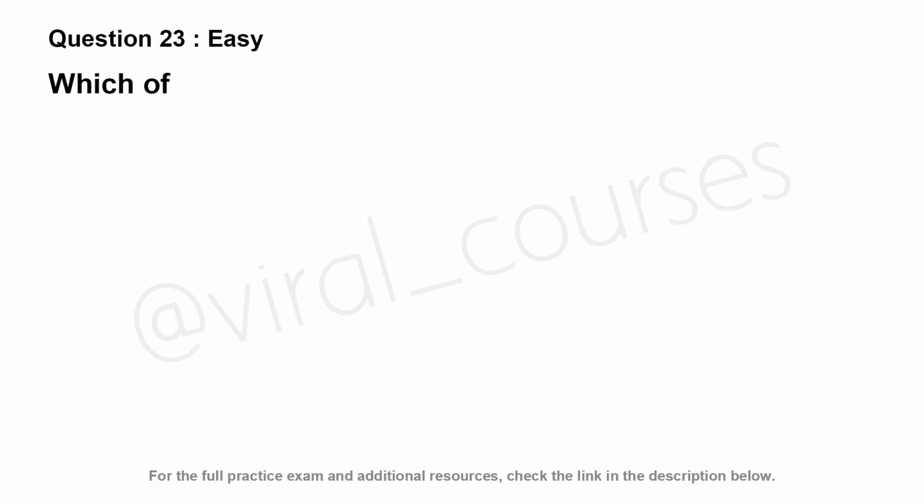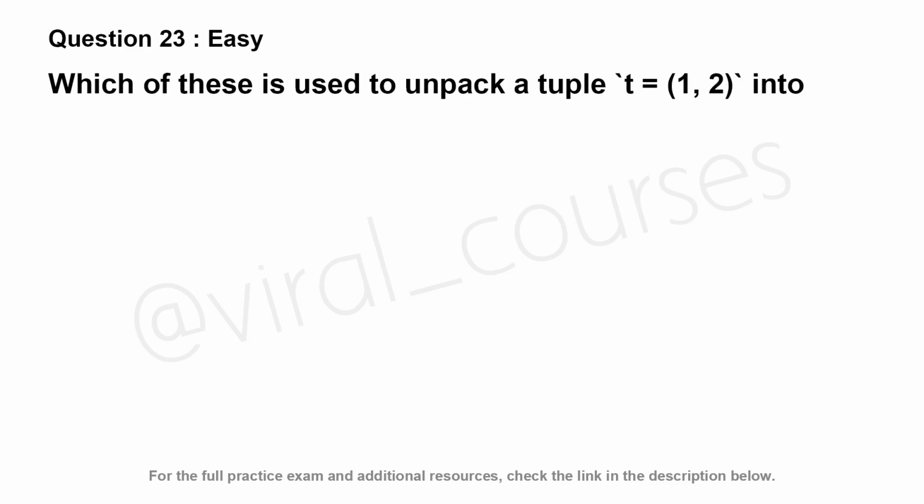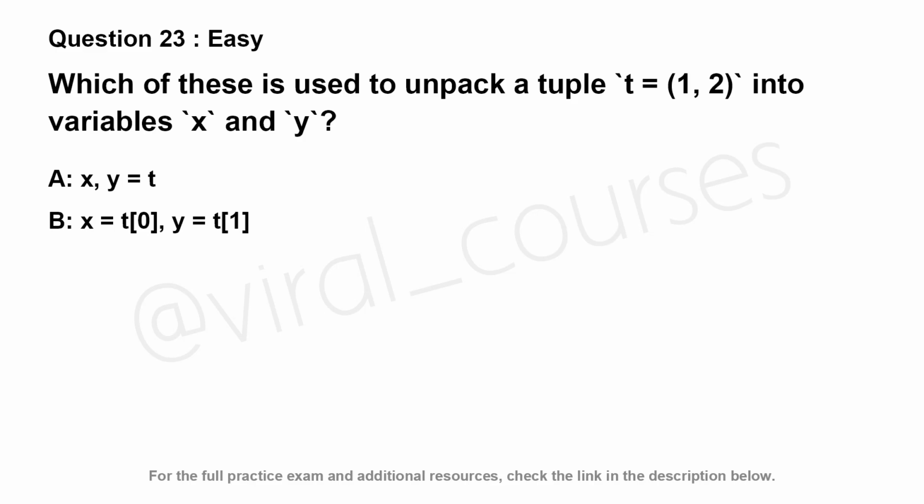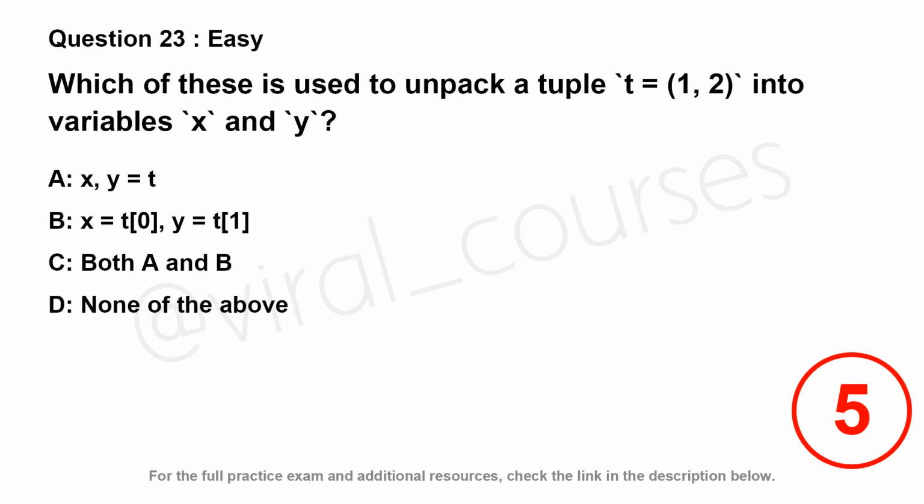Which of these is used to unpack a tuple t = (1, 2) into variables x and y? Option A, x, y = t. Option B, x = t[0], y = t[1]. Option C, both A and B. Option D, none of the above.